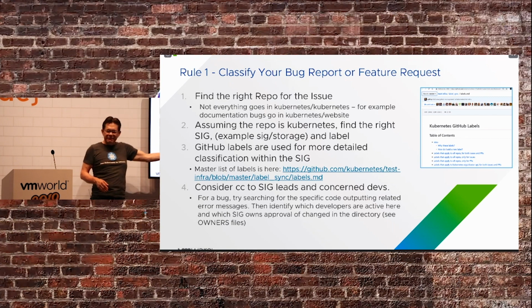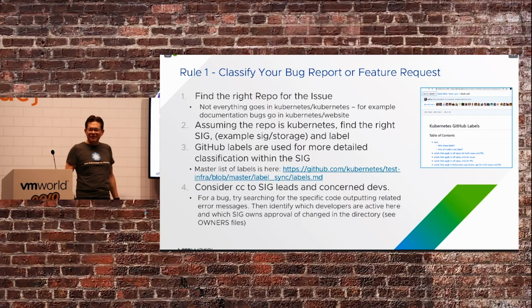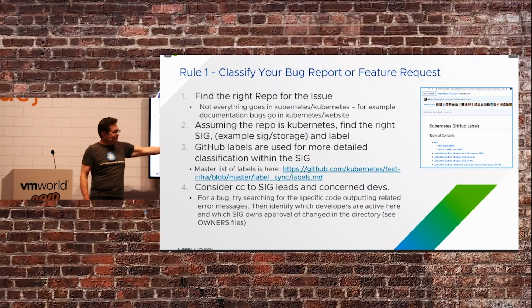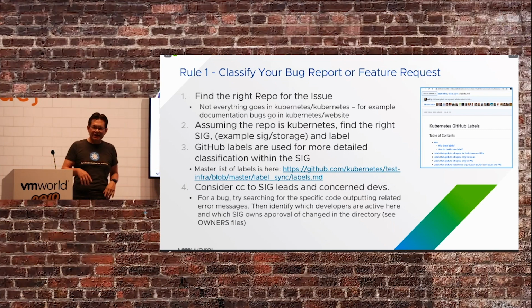Consider CCing, this is putting somebody's GitHub handle on this bug. If you can identify the SIG leads, the people running that niche, you may be able to narrow this down to concerned developers who have a history of working in this area.